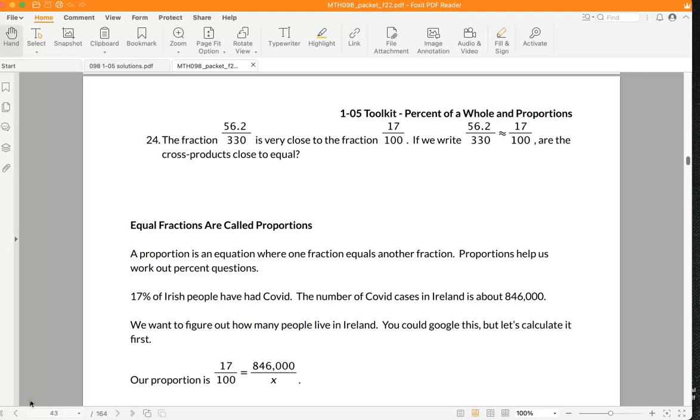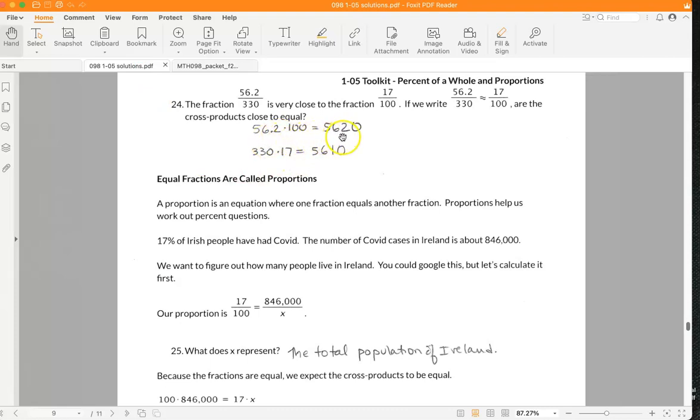So page 35, we started out with this fraction, 56.2 million cases out of 330 million Americans. That fraction came out to about 17%. So I'm going to say this fraction is approximately equal to this fraction. Are the cross products close to equal? So we can check and see 330 times 17 and 100 times 56.2 and see how close they come to each other. Not exactly the same, but pretty close, 5,620, 5,610.